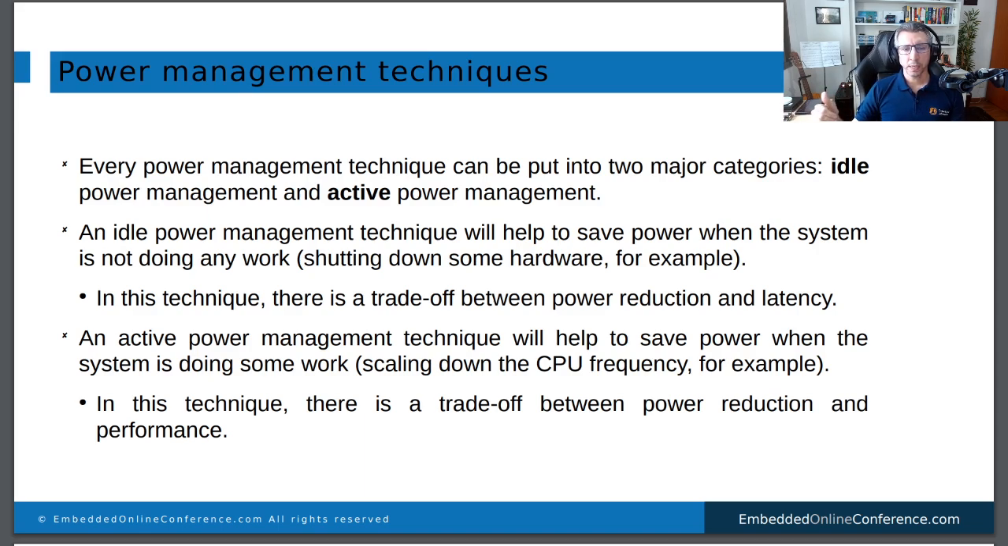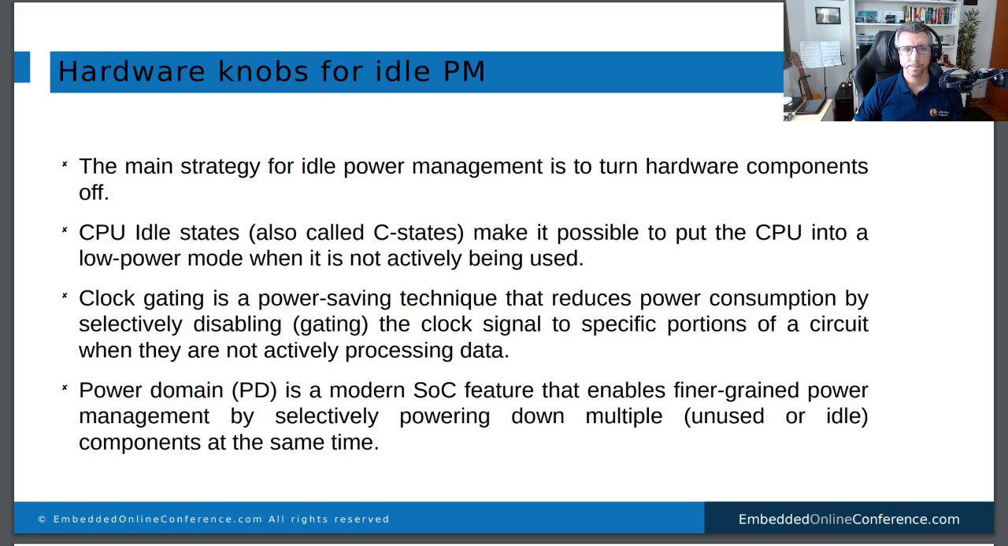Another category of power management technique is called active power management. This is the case where you are doing something. For example, you have something to do in the CPU, but still you want to save power. In that specific case, you can scale down the CPU frequency to save power. In this case, you have a trade-off between power consumption and performance. You decide to save power, and that will impact performance.